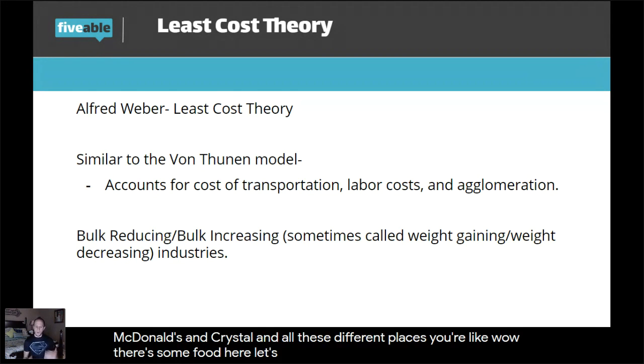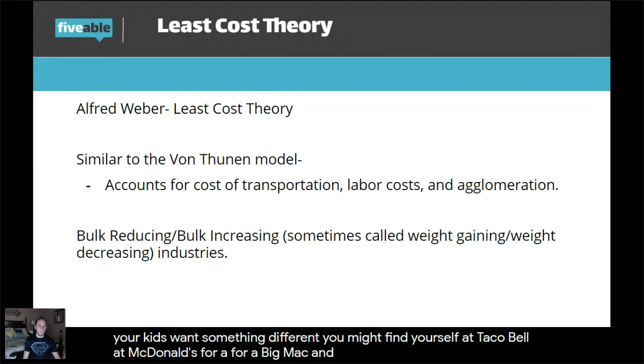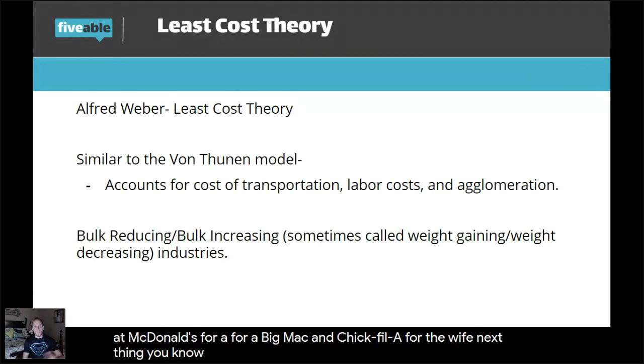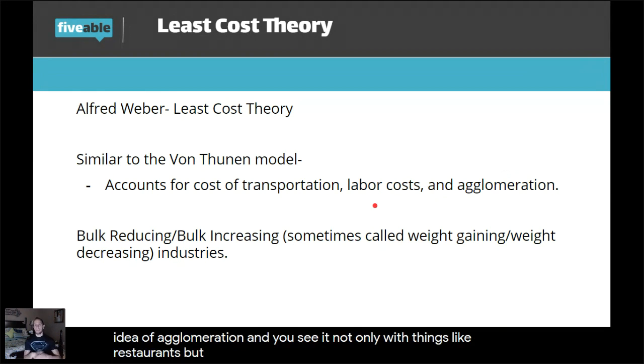Let's go. And then if you're like me and your kids want something different, you might find yourself at Taco Bell, at McDonald's for a Big Mac, and Chick-fil-A for the wife. Next thing you know, everyone benefits from being together, right? That's the idea of agglomeration. And you see it not only with things like restaurants, but also with things like factories. We're going to look at some examples in a moment.